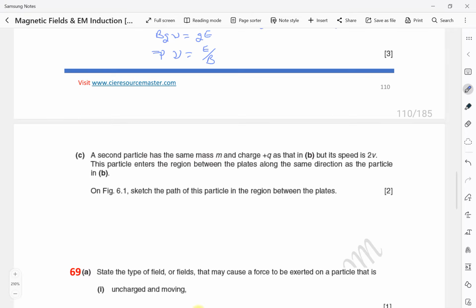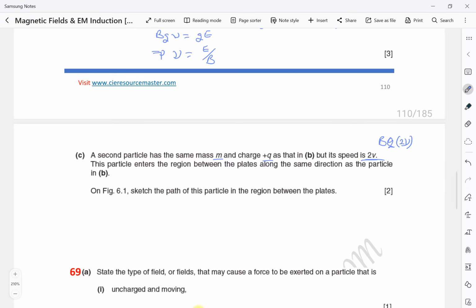A second particle has the same mass m and charge positive q as that in B, but its speed is twice v. So if the speed is changed, and remember the speed affects the magnetic force, it means the magnetic force is BQ into 2v. So the magnetic force has been doubled, yet the electric force has not changed. The particle enters the region between the plates along the same direction as the particle in B. On figure 6.1, sketch the path of the particle in the region between the plates.